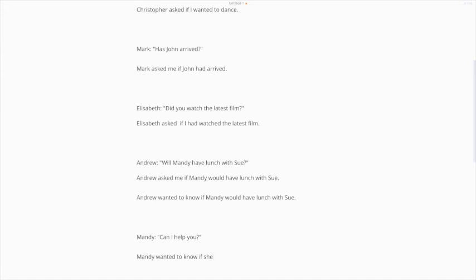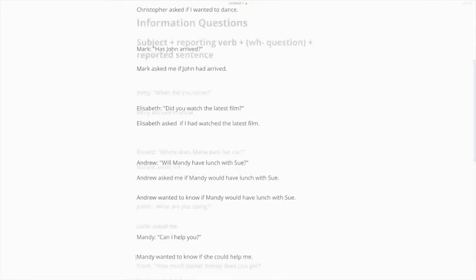and because we have can as an auxiliary, remember what is the past form of can? The past is going to be could. And affirmative word order, we're going to have subject and verb. Mandy wanted to know if she could help. Now, it's going to change because she's talking to me. So we're going to change the object of that sentence to me. She wanted to know if she could help me. Yes. So Mandy asked, can I help you? And I reported it as Mandy wanted to know if she could help me.